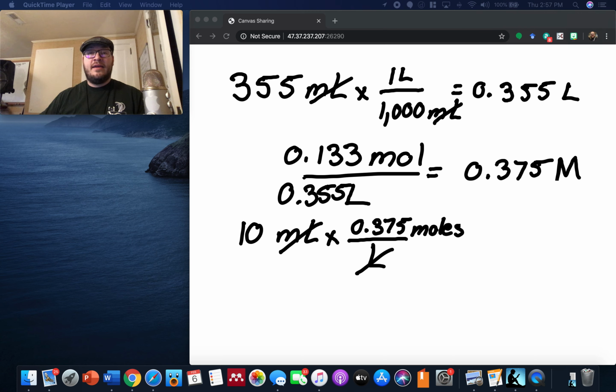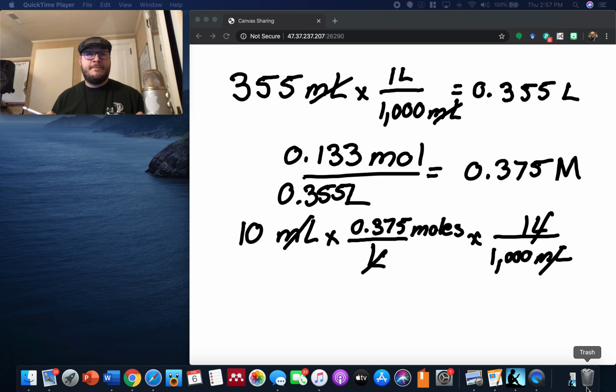But I can go ahead and add in another conversion factor to cancel milliliters and liters out. I'm going to put in another conversion here because I know that 1,000 milliliters is 1 liter. So now I can cancel liters out, I can cancel milliliters out, and I'm left with units of moles. Just like that. So now I know how much sugar is in 10 milliliters of soda.